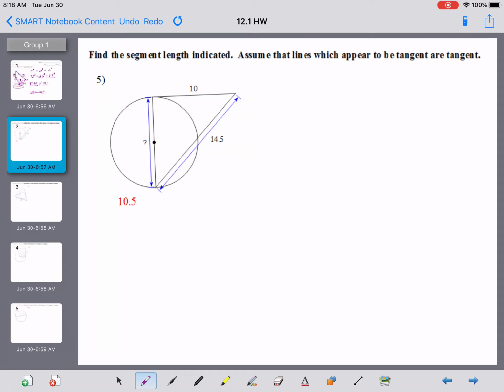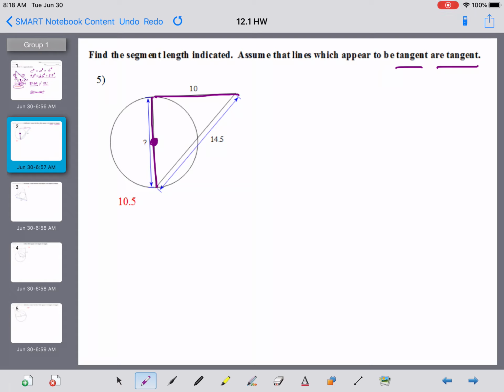Let's jump to number 5. This one works the opposite direction. In this case, they're telling you to assume that lines which appear to be tangent are tangent. They're letting you make the assumption here. So that means that we've got a line segment up here on the top of this figure that is tangent to this diameter coming across. The reason we know that's a diameter is because of this dot right here in the middle, which we are allowed to assume is the center of the circle.